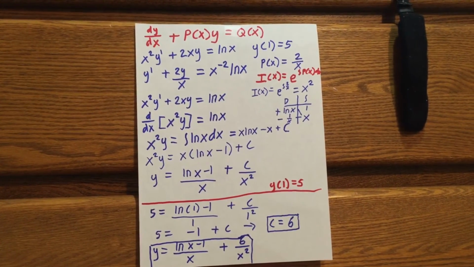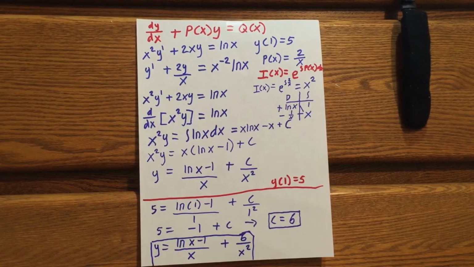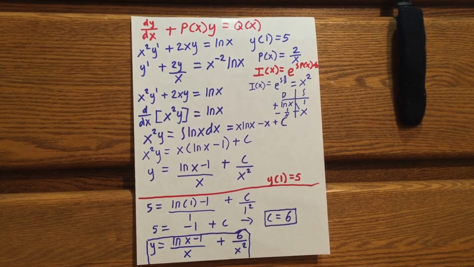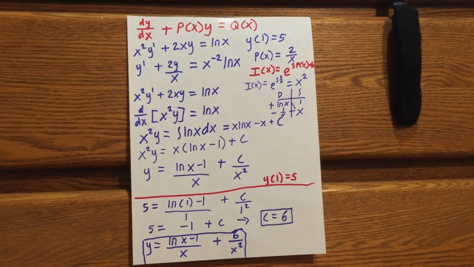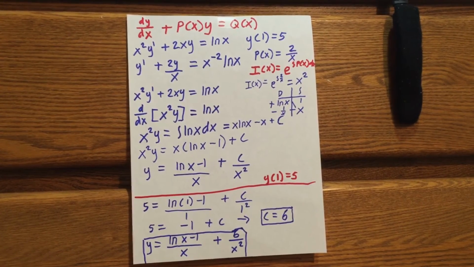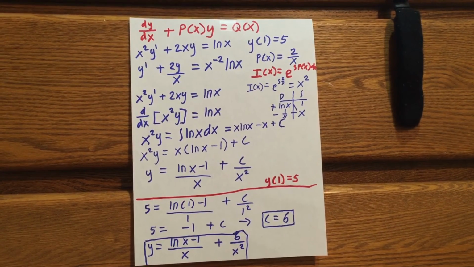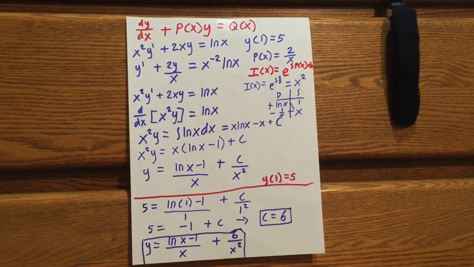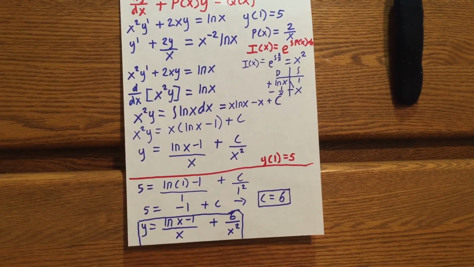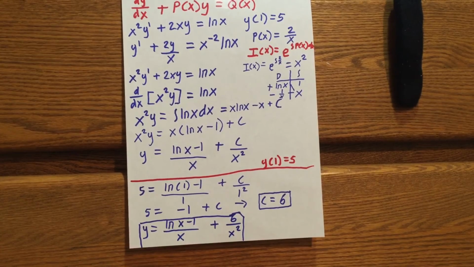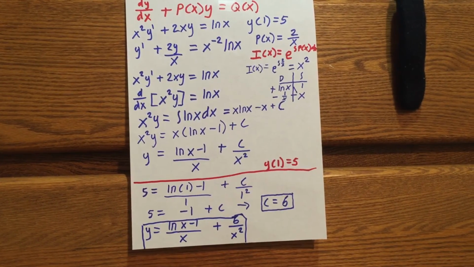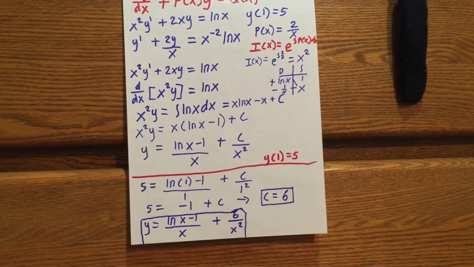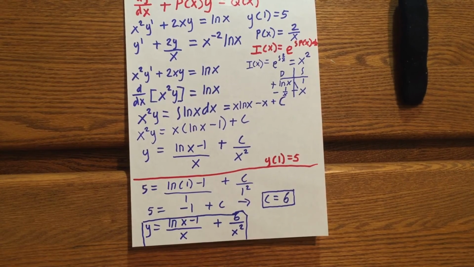I just need to satisfy the initial value, and it said y of 1 is equal to 5. So what I'm going to do is set y equal to 5. So 5 is equal to ln, and then x is going to be 1. So ln of 1 minus 1 divided by 1 plus c divided by 1 squared, which is just 1. And so we know ln of 1 is 0, so it's just going to be 0 minus 1 over 1, which is negative 1. So 5 is equal to negative 1 plus c over 1 squared, which is just c. And so from that, you can see that c is equal to 6.